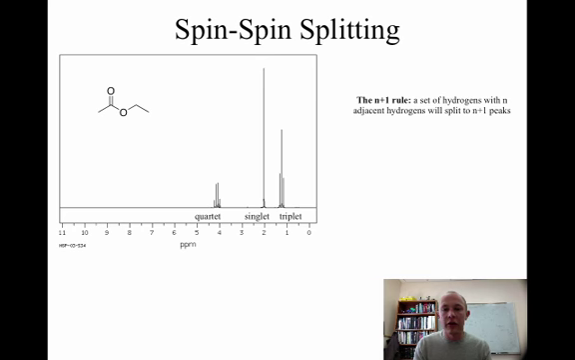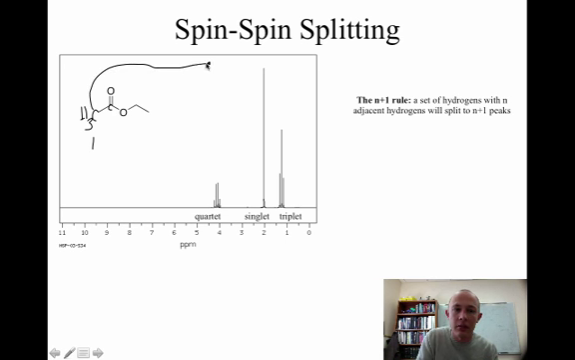And so what I want to introduce now is what we call the N+1 rule. What that says is that any set of hydrogens with n adjacent hydrogens is going to be split into N+1 peaks. Let me put that into more simple terms. If we look at this CH3, you want to look at the carbon right next door and count how many hydrogens are on that carbon. On this carbon, there's 0 hydrogens. 0 plus 1 is 1. So this CH3 should give us a single peak or a singlet. So this CH3 corresponds to this singlet.